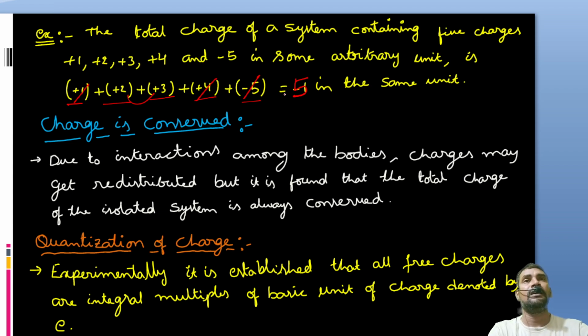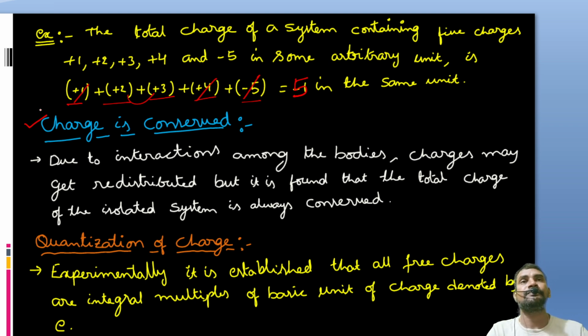Okay, the second property is that charge is conserved. For example, we have two bodies, and those two bodies interact. Because of the interaction of these two bodies, the charge may be redistributed, but the total charge of an isolated system is always conserved, that you have to remember.